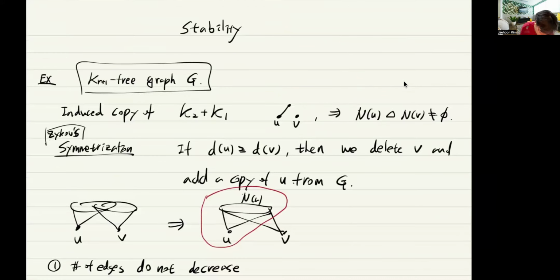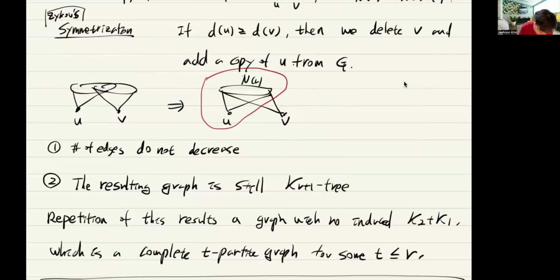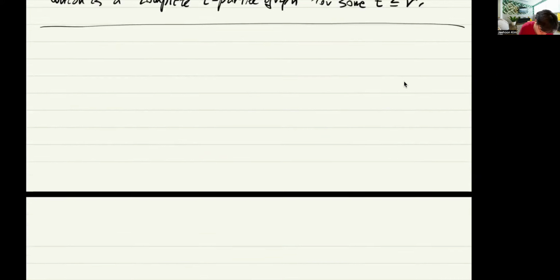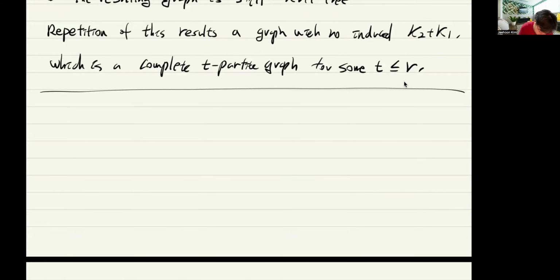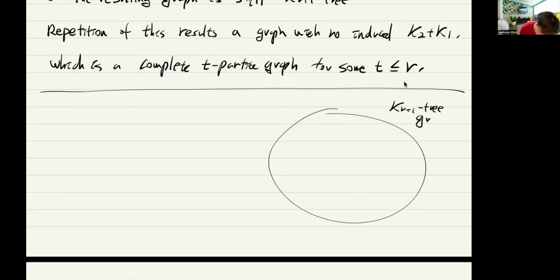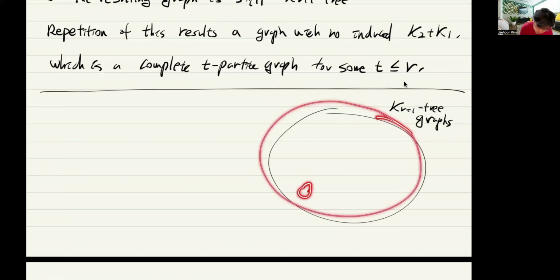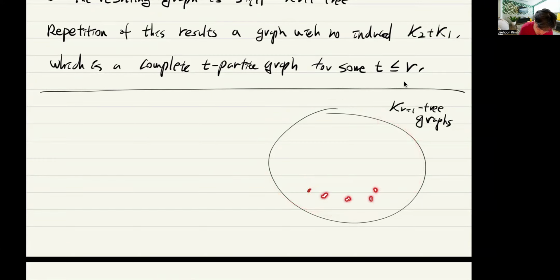Okay. And if you see this proof, then what is it like? You take all K_{r+1}-free graphs. Then what do you do here? You start from an arbitrary graph here. So this point is a graph. This is the set of all graphs, and each point here is a graph. You start with this G.